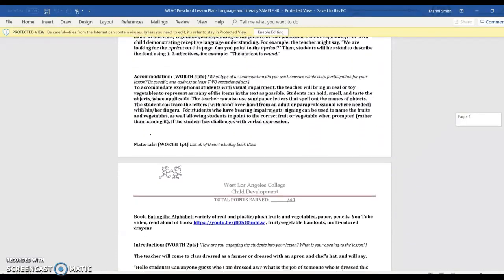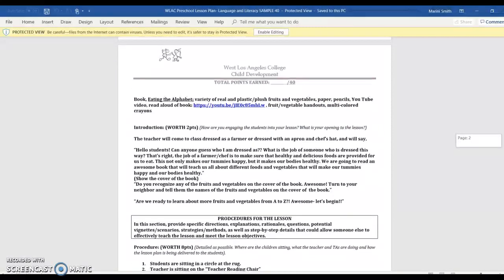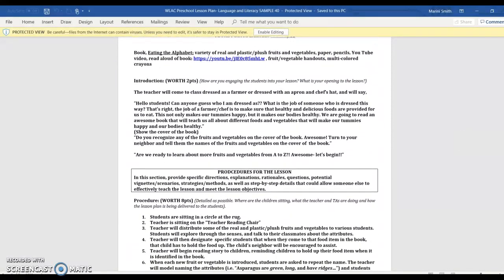Materials is pretty straightforward. It says list all of them, including book titles. You can include links, handouts. Sometimes students will include handouts that they would use in the lesson. All right, now we're getting into the meat of the lesson. So everything that we've done up until this point is kind of the roadmap, the foundation, the plan, the objectives, etc. So here is where you're actually going to take us through the steps of the lesson.